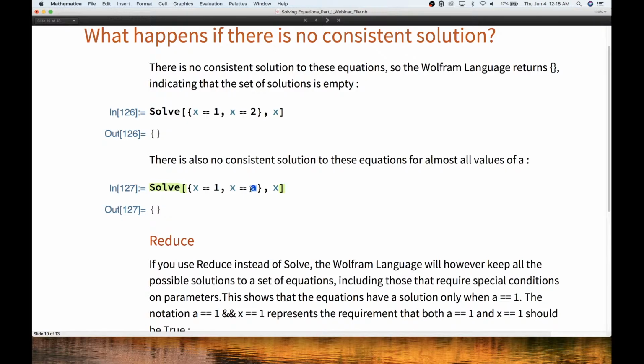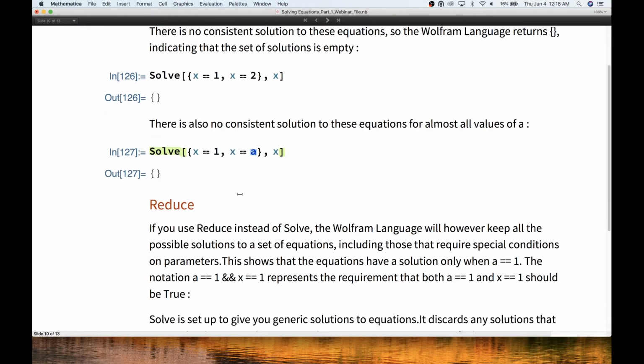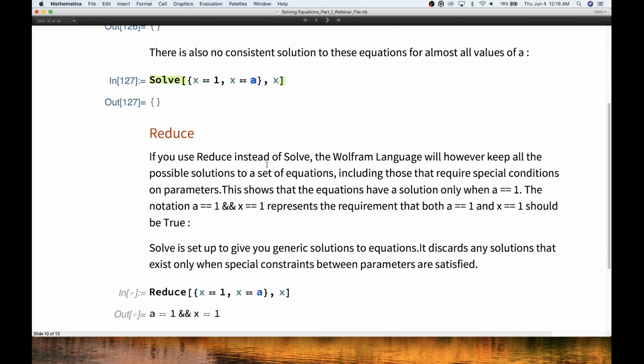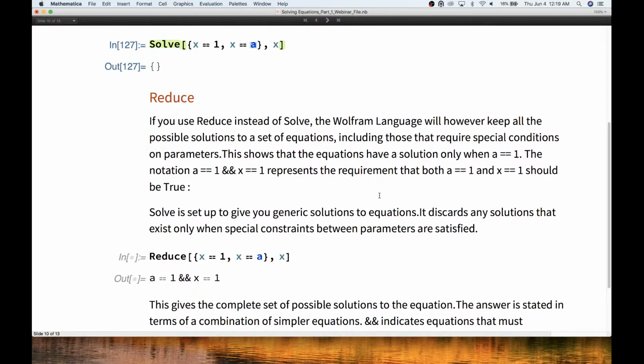So Solve is set to give you a generic solution. It discards any solution that exists only when special constraints between parameters are satisfied. So in those scenarios, if you use Reduce instead of Solve, the Wolfram language will keep all the possible solutions to the set of equations, including those that require special conditions on parameters. So this shows that the equations have a solution only when a is equal to 1.